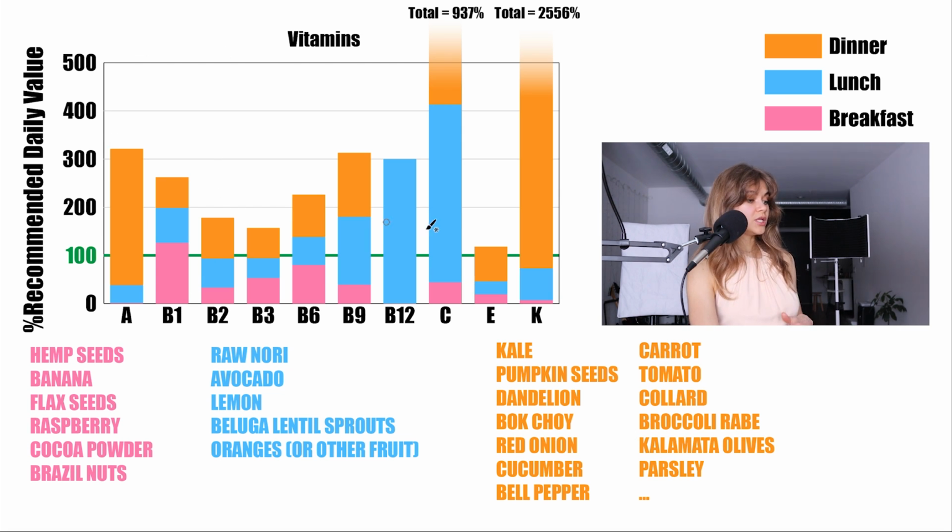and again, we notice that except for vitamin E, we see a strong overshoot in all vitamins, and especially noticeable overshooting in vitamin K and vitamin C.